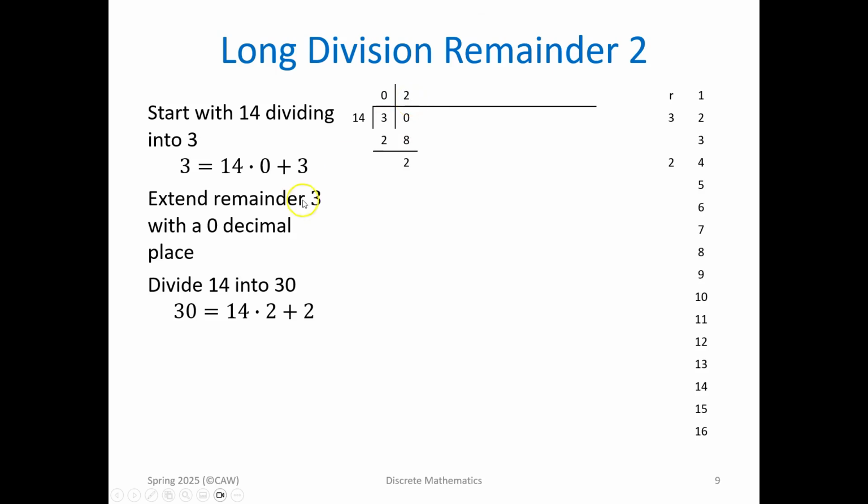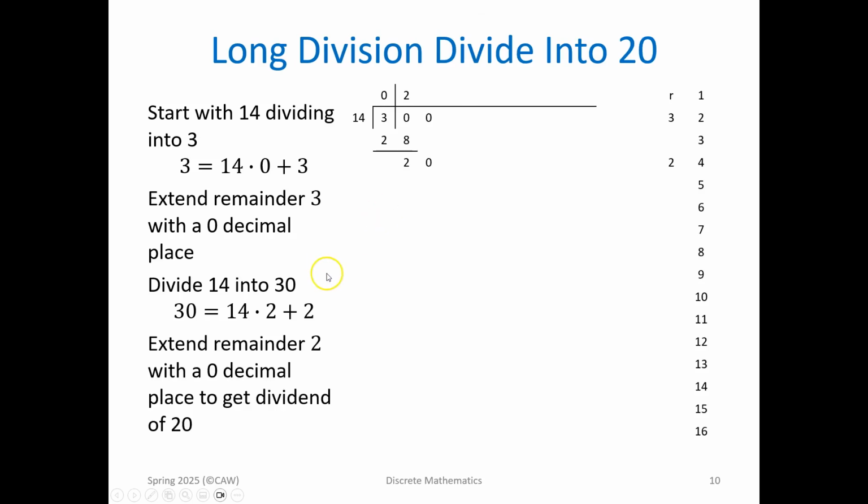And 14 times 2 plus 2 will equal 30. So we still have a remainder of 2, and we have a quotient digit of 2. And I write that up here, the quotient digit on the top and the remainder on the bottom. And I entered the remainder 2 in the R column. Okay. Now, again, with long division, we just keep going.